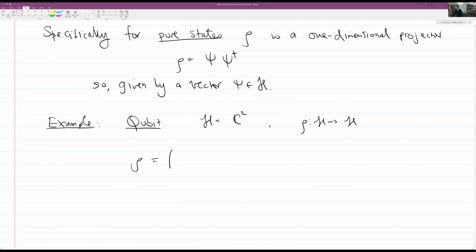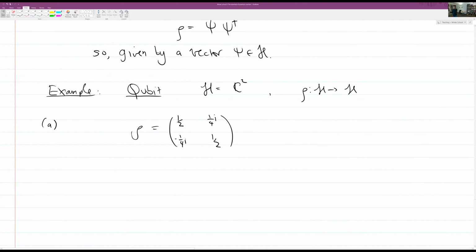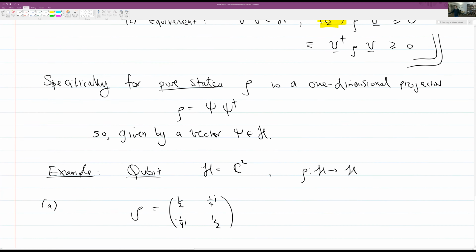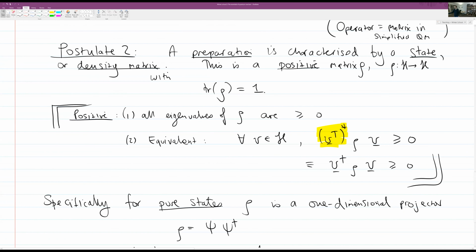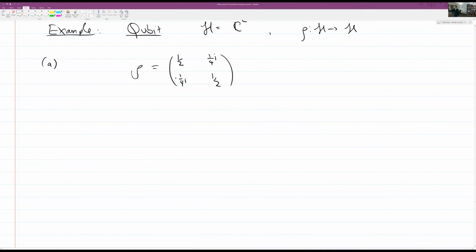And here's an example of a density matrix. It's got the entry a half here, the entry a half here, and the entry a quarter times i, and an entry a quarter minus times i here. That's our first example of a quantum state. It's a 2x2 matrix. Let's check all the properties. Does it have trace one? So are we allowed to call this a quantum state? That's the first question. A quantum state has to have trace one. Okay, let's check that. If you take the trace of rho, then you get a half plus a half. So that's one. So that worked out.